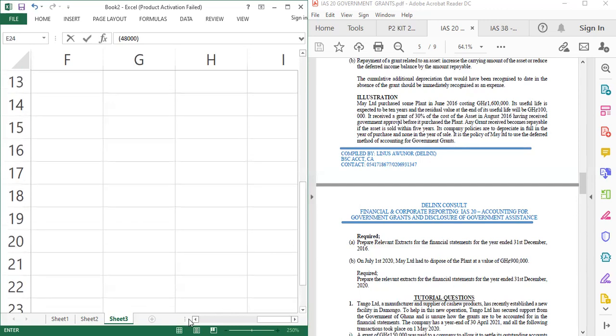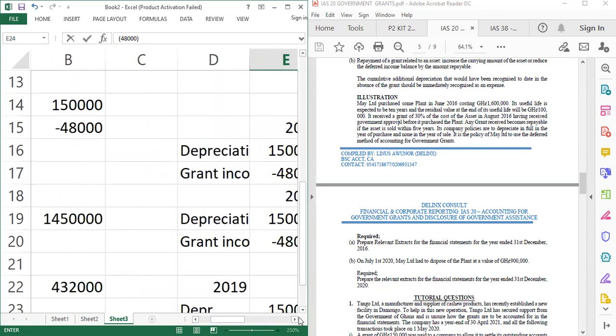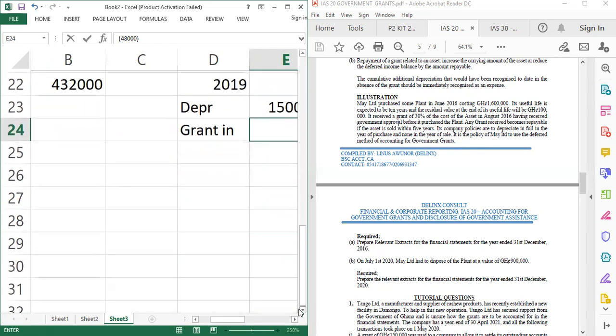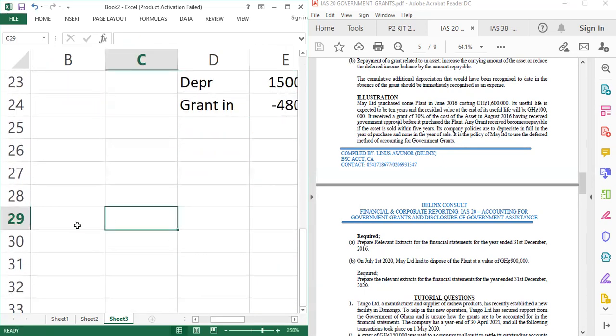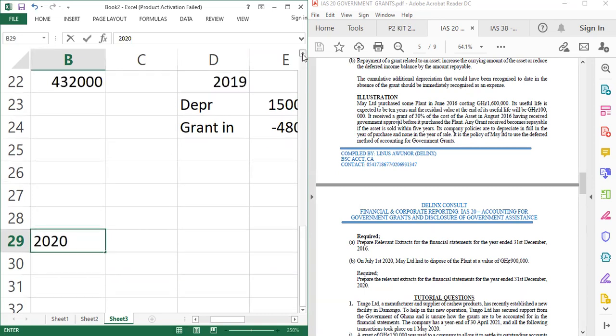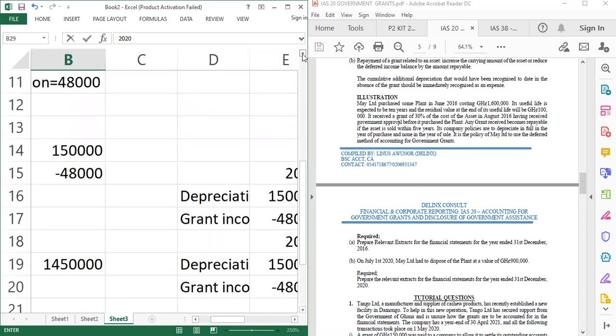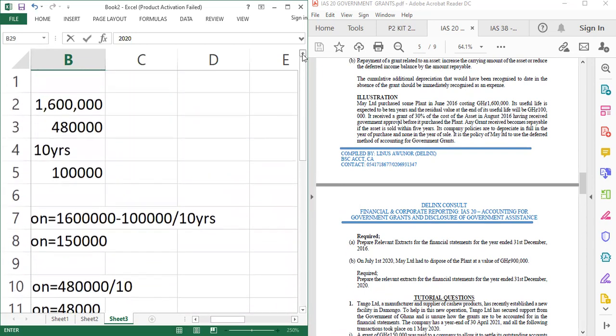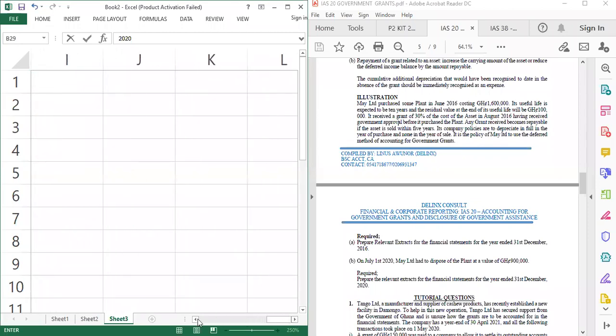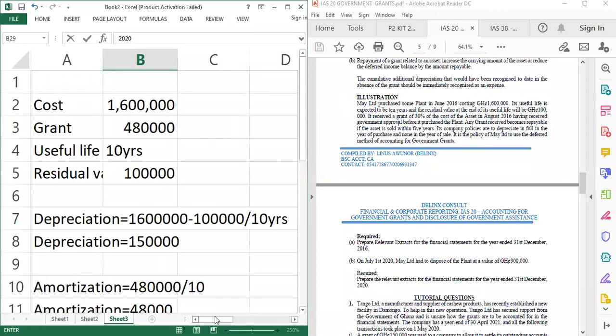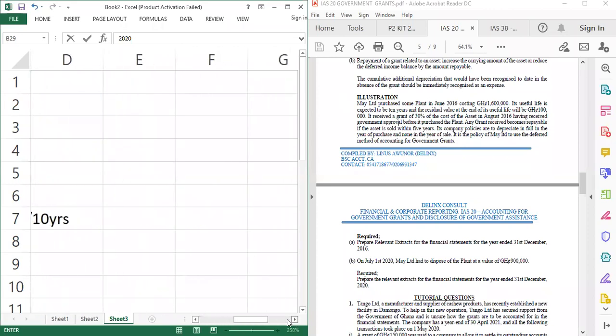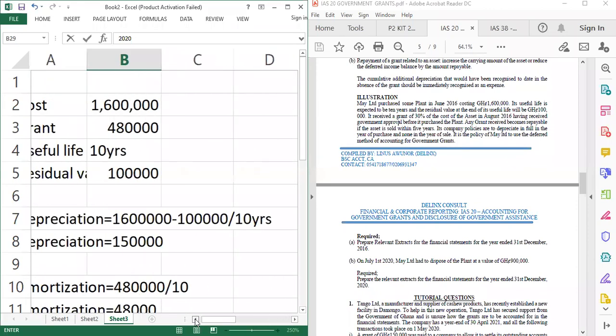Okay. So right now, let's look at this one. How many years did we depreciate the asset? Is it 4 years or 3? 2016 is 1 year. 2017, 2018, and 2019. That is 4 years, isn't it?